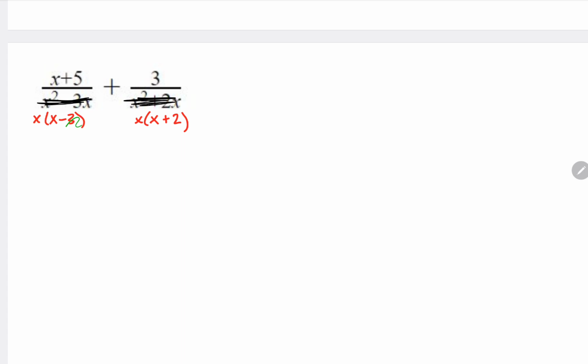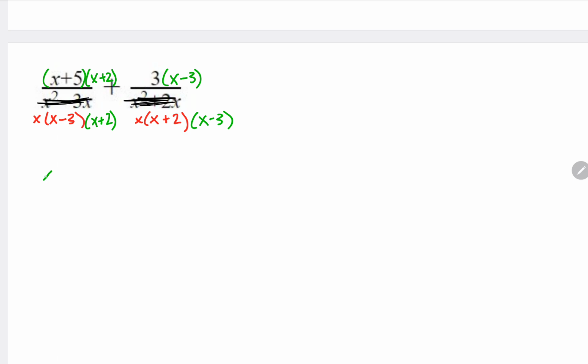So I have x times x minus 3 and x times x plus 2. If I want them to match, I need an x plus 2 in this one and an x minus 3 in this one, and then the denominators would match. But remember, whatever you multiply by the denominator, you also have to multiply by the numerator. So this time, in this first numerator, I'm taking x plus 5 times x plus 2. So I need to distribute all of that out.